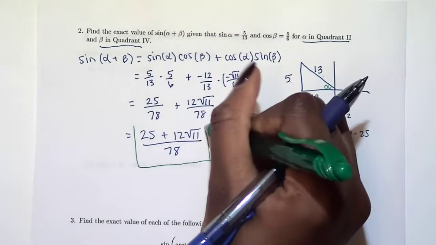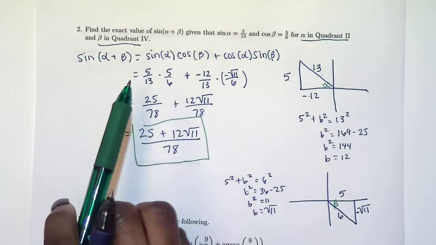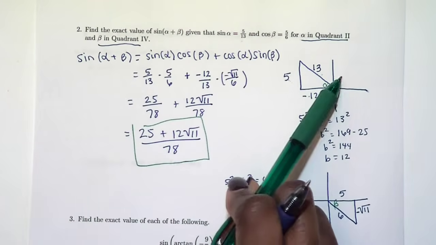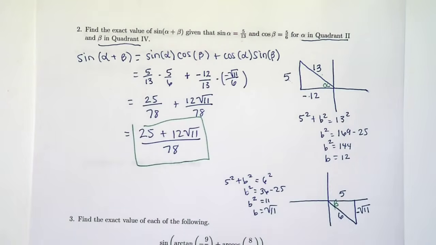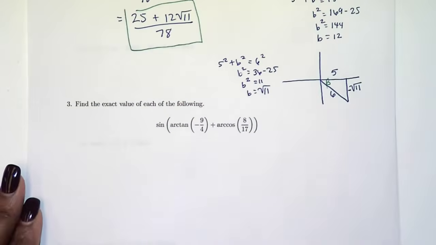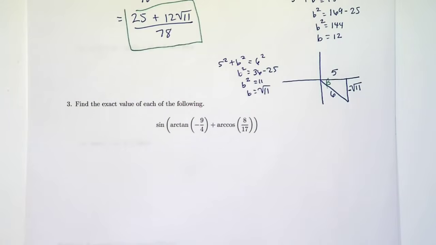So we had to do a couple things. We had to use our sum formula, but we also needed to write out our triangles in the appropriate quadrants. Okay, let's do another example. Someone asked me, could these problems get more complicated? Only a little bit more complicated.